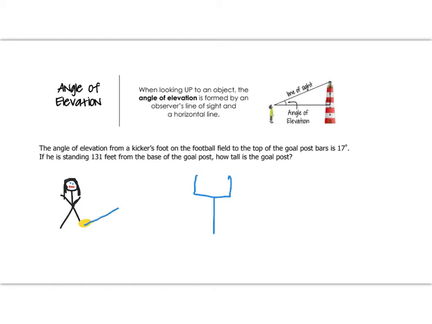So from here to here is 17 degrees. So this is 17 degrees. That means from the ground, if he stands 131 feet from the base, so this is 131 feet from the base of the goalpost, how tall is the goalpost? So we obviously want to know how tall this is.